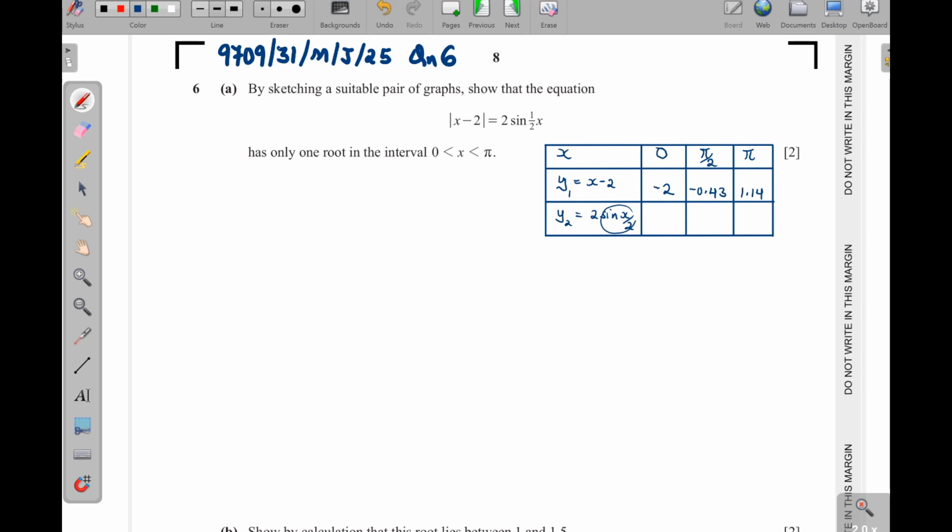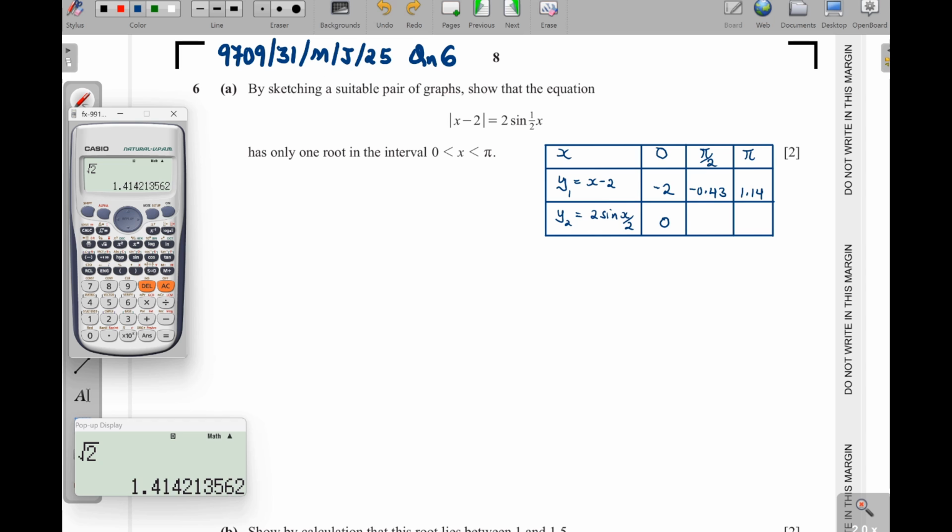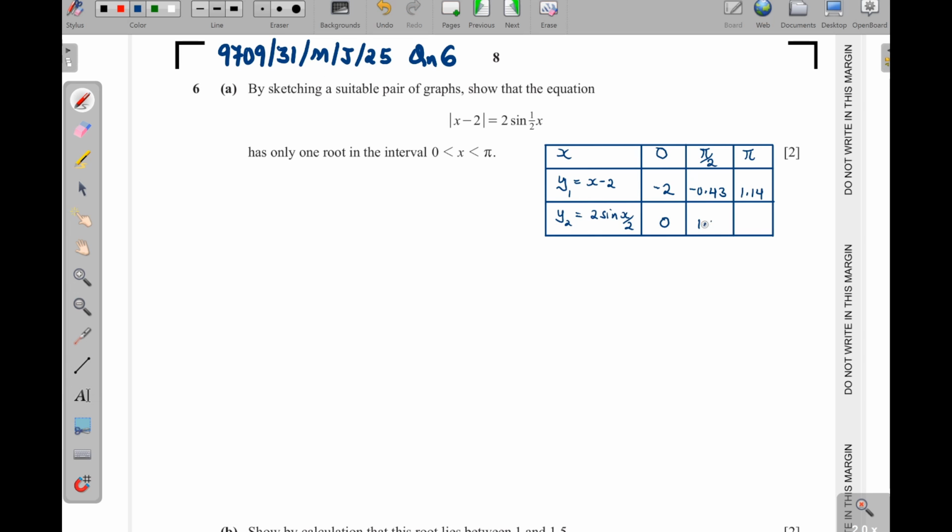Then when we come to this one, sine of 0 is 0. Sine of 90 over 2, that will be 45. So sine of 45 is root 2 over 2. Then we shall multiply by this 2 here. Then that will give us root 2, which is 1.414. Then when you put pi here, pi over 2, sine of pi over 2 will be 1, then times 2, we get a 2.